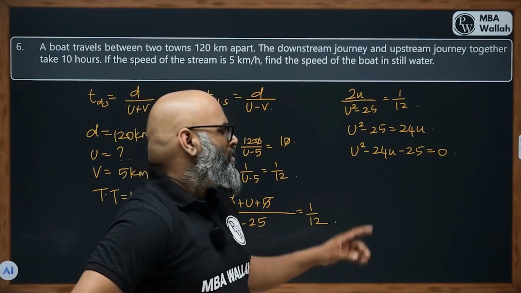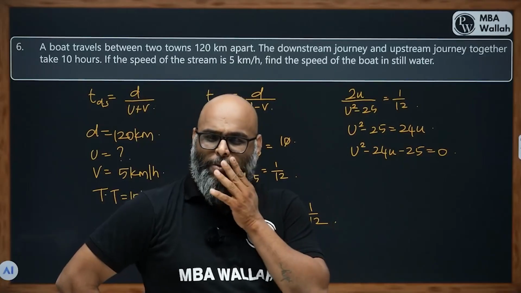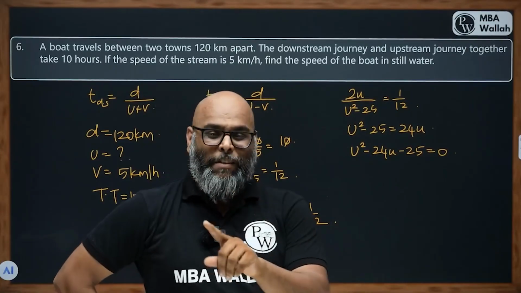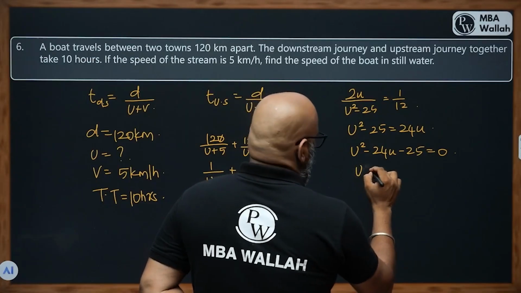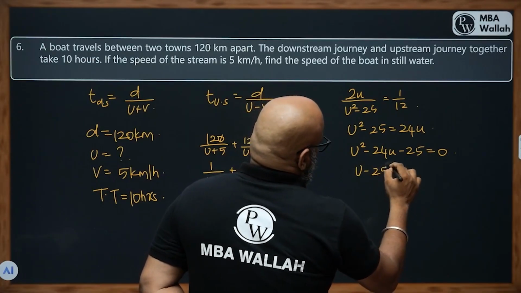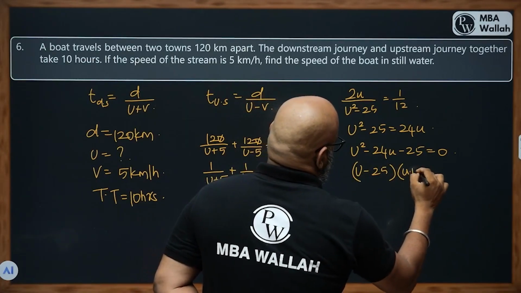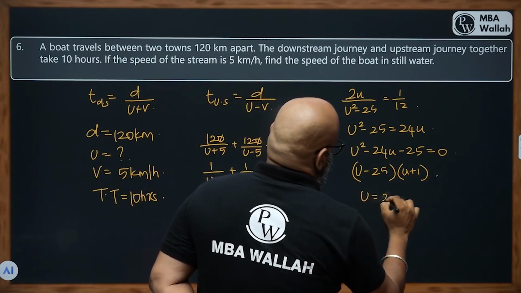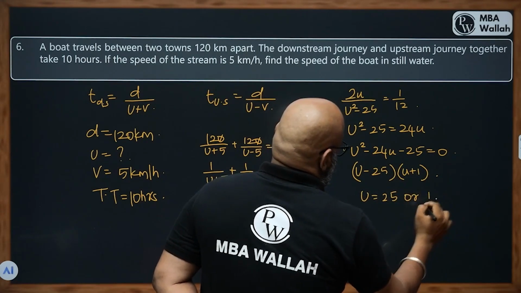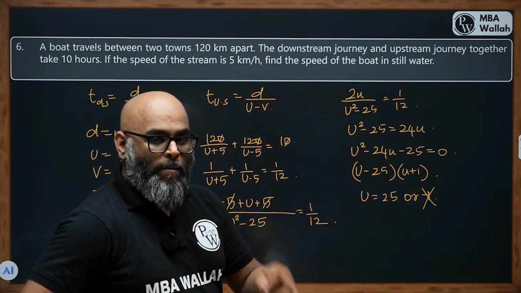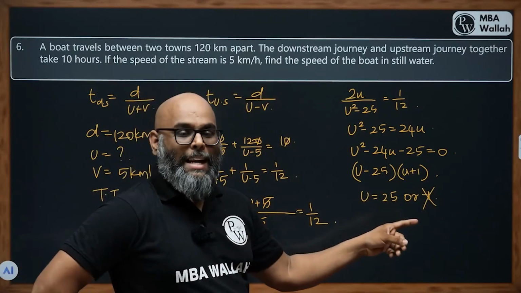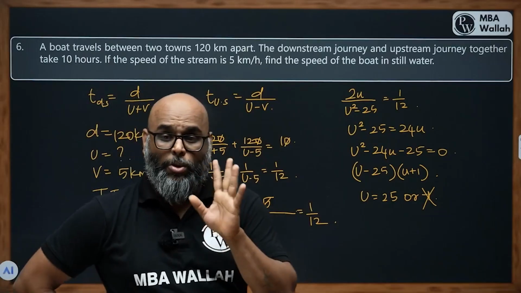The product is minus 25, sum is minus 24. Minus 25 plus 1 works. So you will say u minus 25 into u plus 1, so u is equal to 25 or minus 1. Negative speeds not possible. Also, speed of the boat cannot be lesser than the speed of the stream. You have to understand two things here.